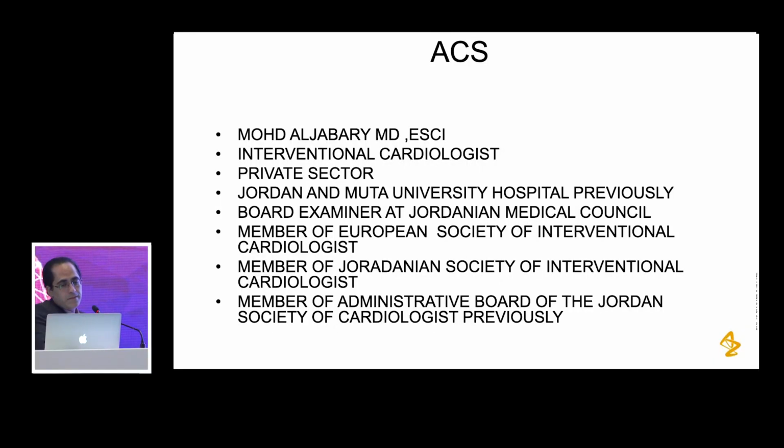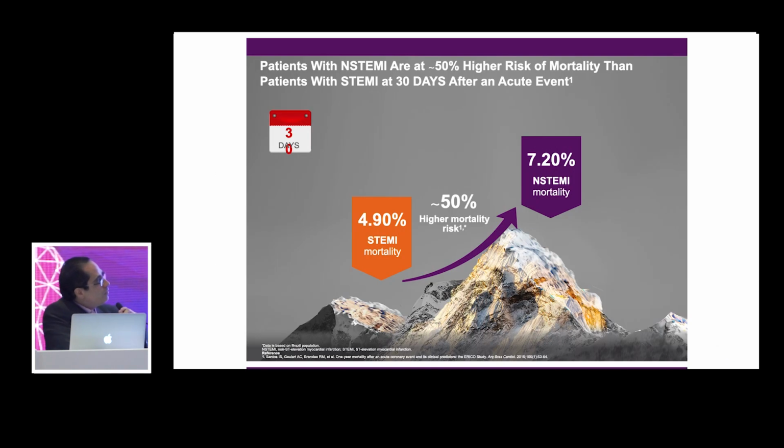A patient with non-ST elevation MI is at higher risk, almost 50% higher risk of mortality than a patient with ST elevation MI. That's 30 days after an acute event. If you see, with ST elevation the mortality is almost 4.9%, whereas with non-ST elevation myocardial infarction it is 7.2%. It's almost 50% higher risk than the ST elevation MI.